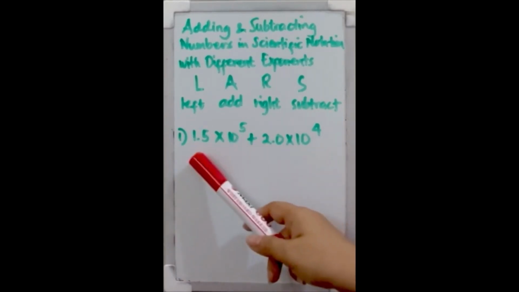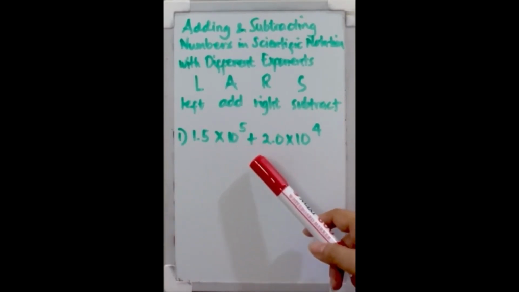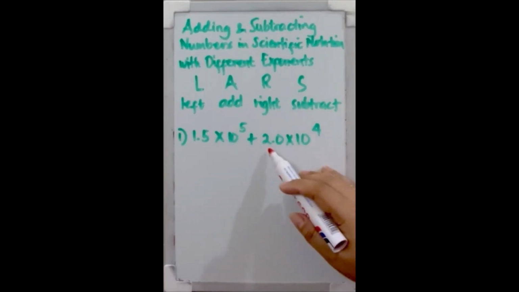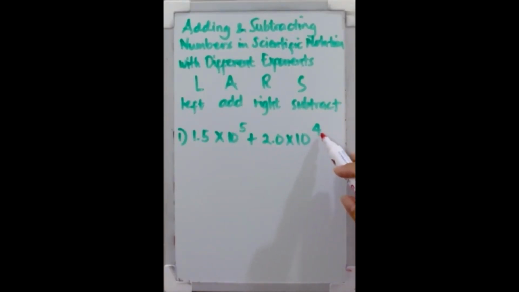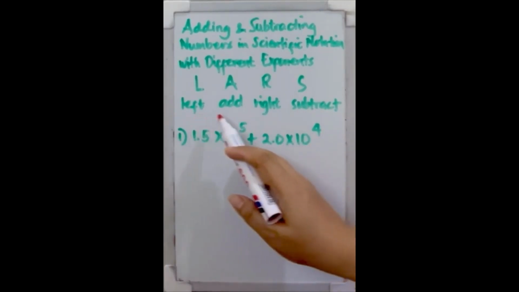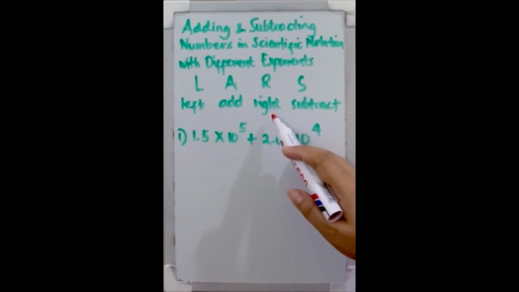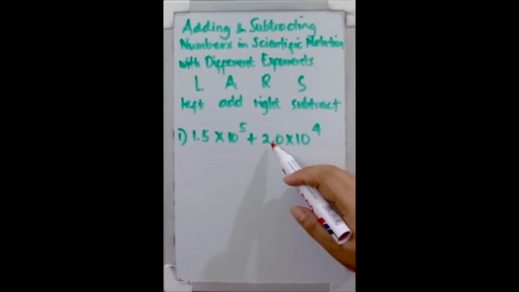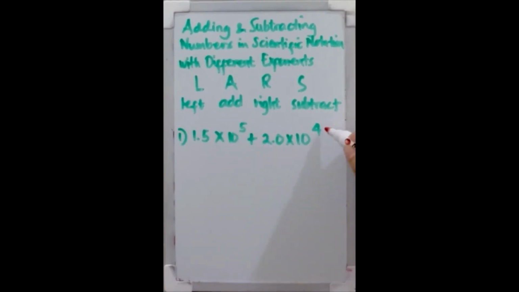So here we have 1.5 times 10 raised to 5 plus 2.0 times 10 raised to 4. We will be making the movement in this coefficient here having a lower exponent. So remember that when you move to the left, you will be adding. If you move to the right, you will be subtracting. So let me move this point here to the left so that I can add plus 1 here to make it 5 so that they will have the same exponent.